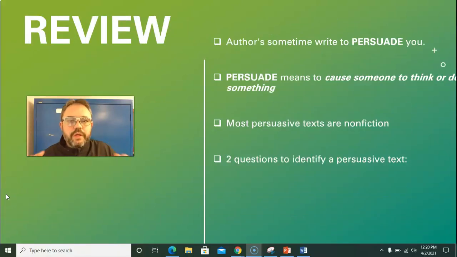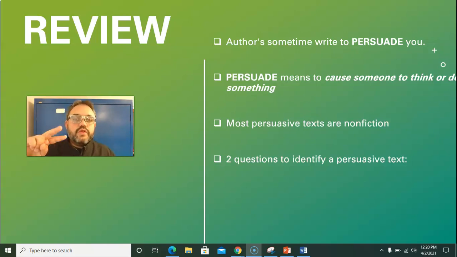Now, we got that out of the way. Okay, and wrapping it up with a review. Hey, we had a short lesson today, but we jam-packed it with some useful information and a little how-tos. So, today we reviewed how authors sometimes write to persuade you. We talked about how the word persuade means to cause someone to think or do something. Then we said and discussed how most persuasive texts are nonfiction, but not all of them. And not all nonfiction are persuasive either, like biographies and stuff.